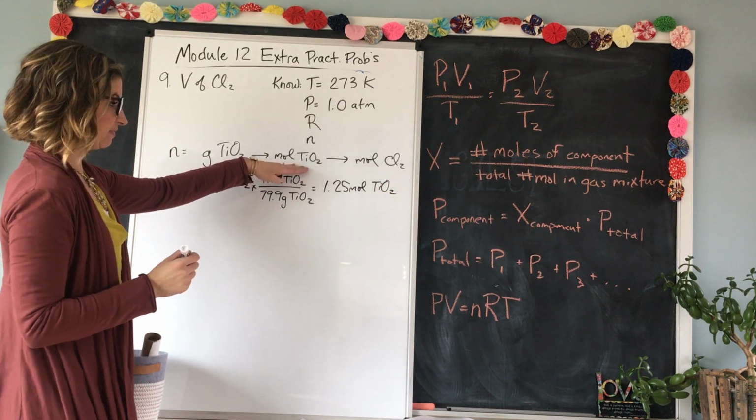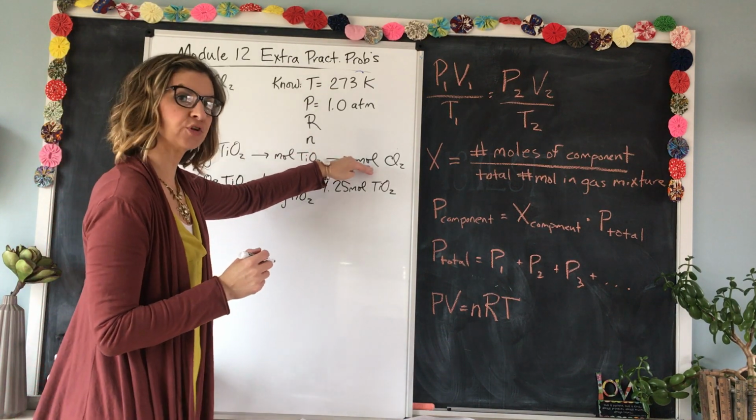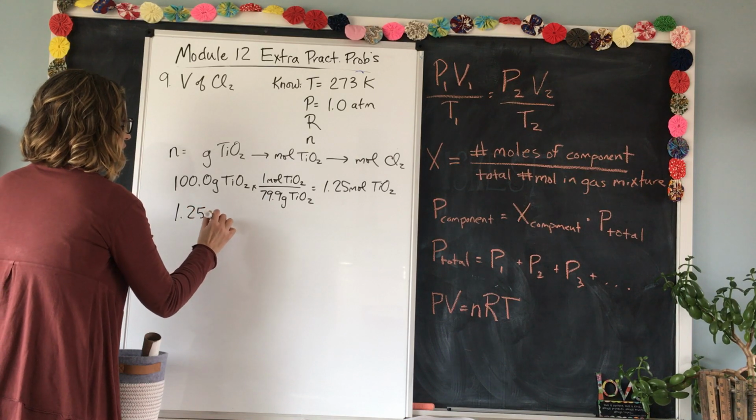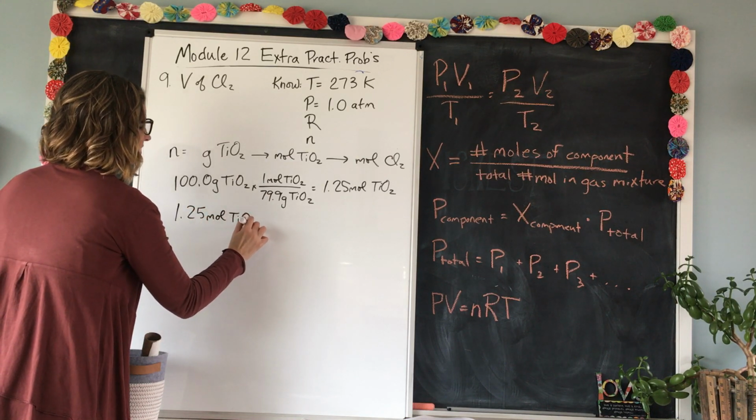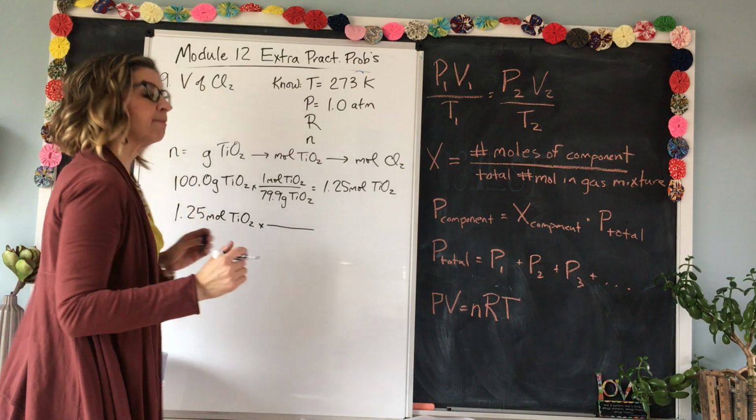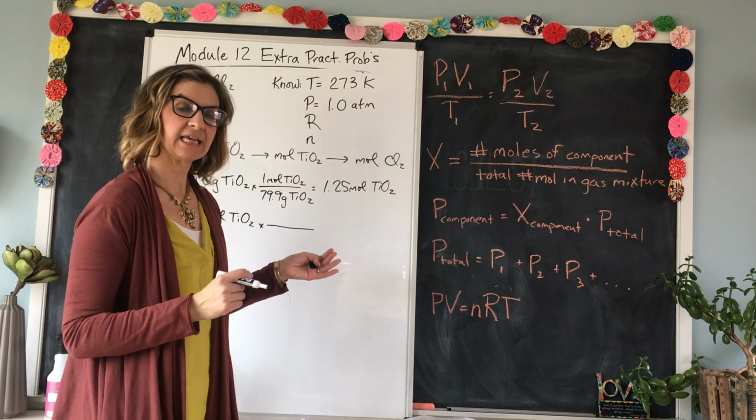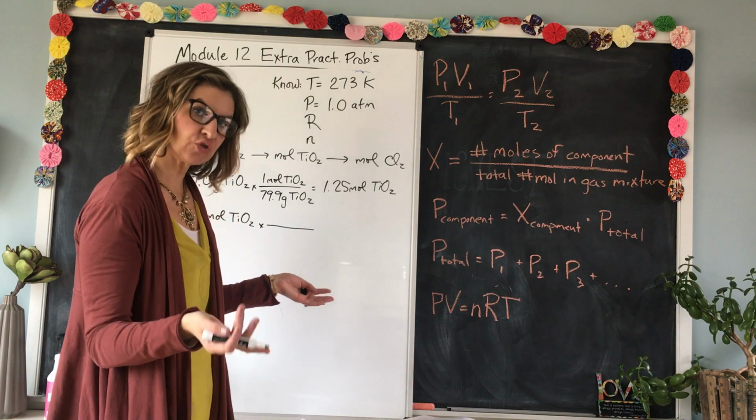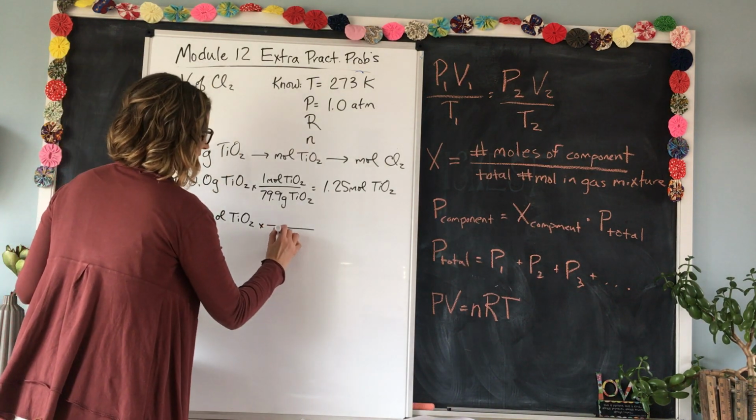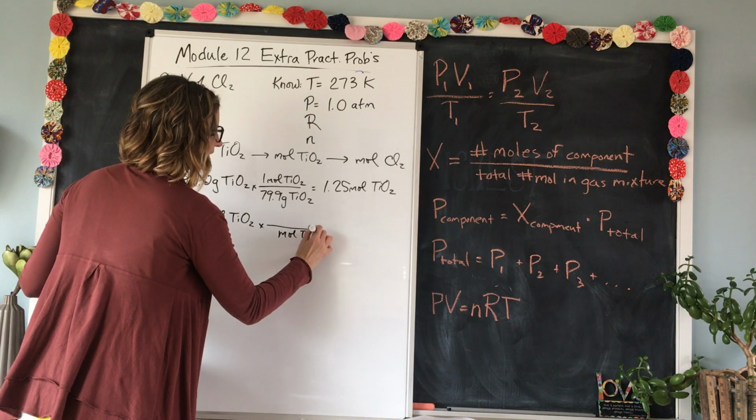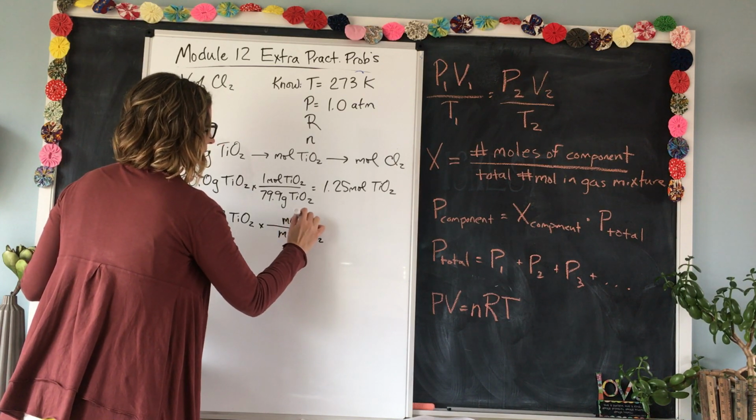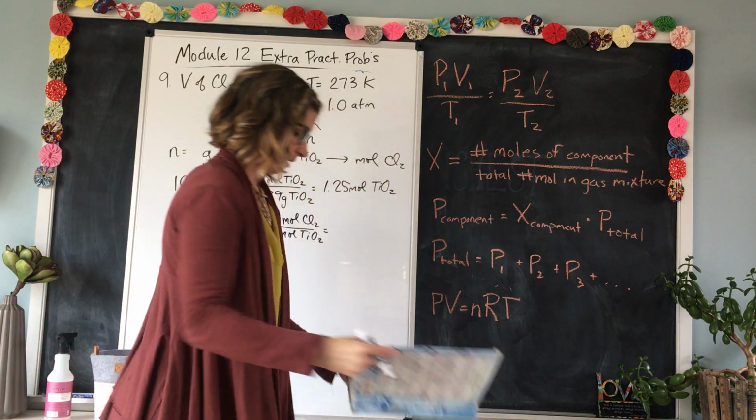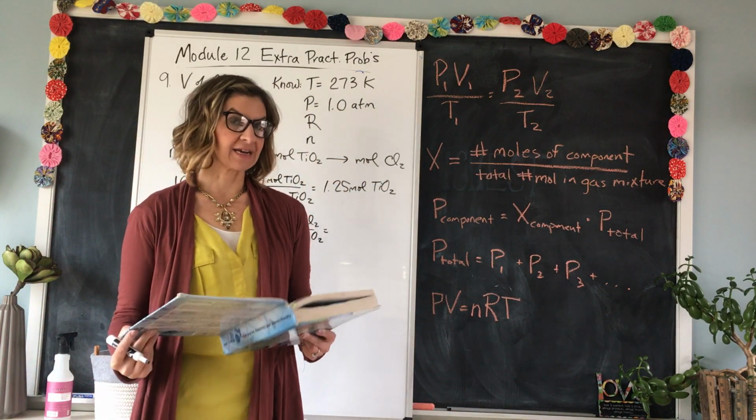Next, we are converting moles of titanium dioxide to moles of chlorine gas. 1.25 moles of titanium dioxide. We're going to multiply it by the ratio of titanium dioxide in the balanced equation to the number of moles of Cl2 in the balanced equation. So we're going to put moles of TiO2 on the bottom, moles of Cl2 on the top. Let's refer to our equation. In the equation, both of these are on the reactant side.